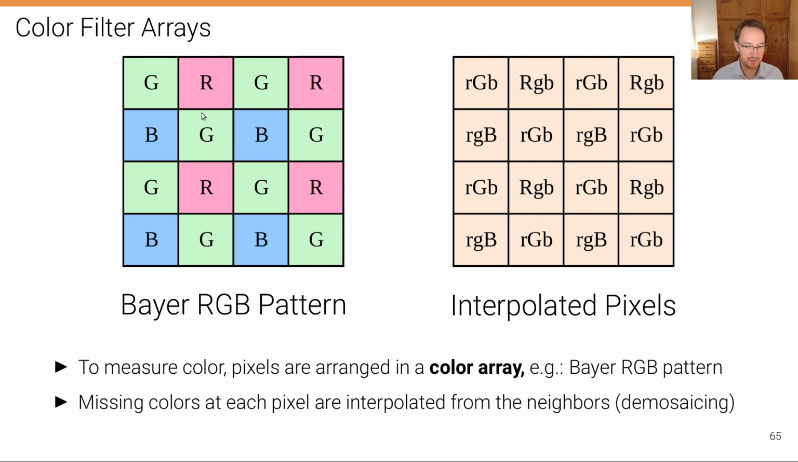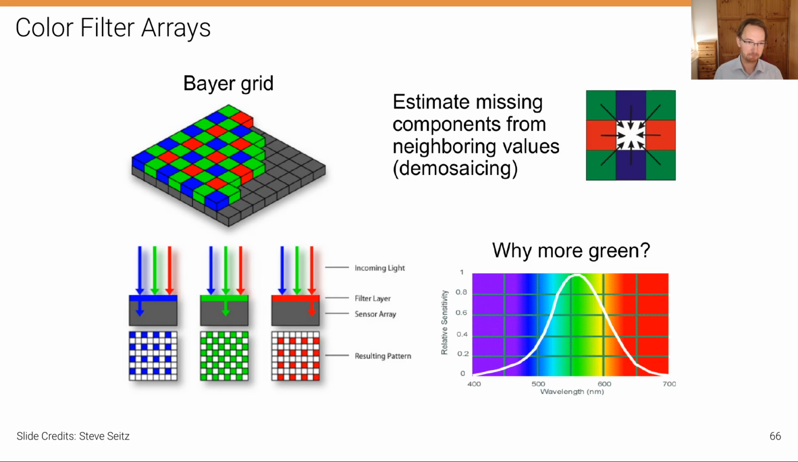And this process is called demosaicing. There are various algorithms for demosaicing, and the choice of algorithm depends on how much time you have and how good the quality of the result should be. You want to avoid some of the artifacts that simple demosaicing algorithms typically make.